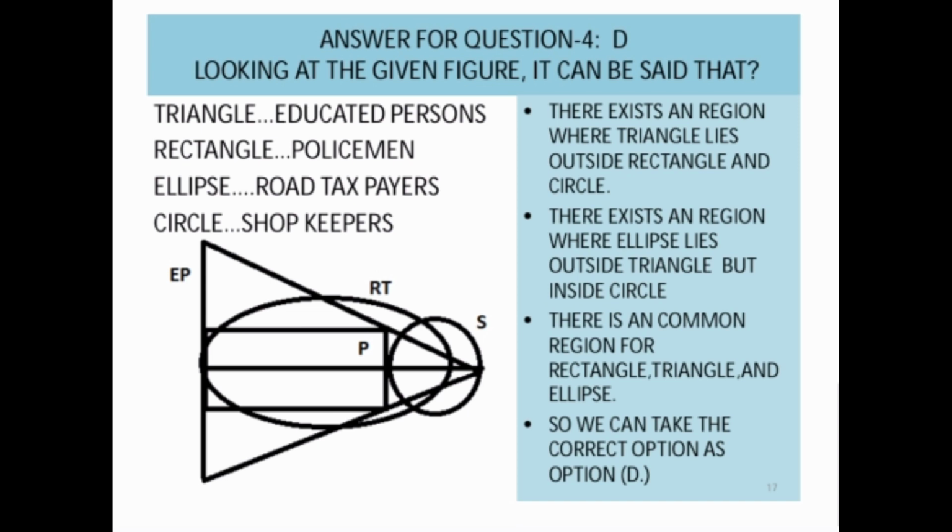Some persons who are either shopkeepers or policemen pay road tax but are uneducated. This is also a correct option. Some persons who are either shopkeepers or policemen pay road tax and are also educated. So the 3 options are correct. So they gave another option, all the above statements are correct. So the correct option to take for the practice question 4 is option D.